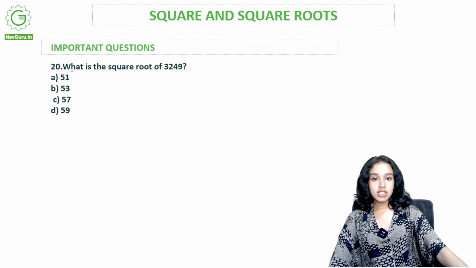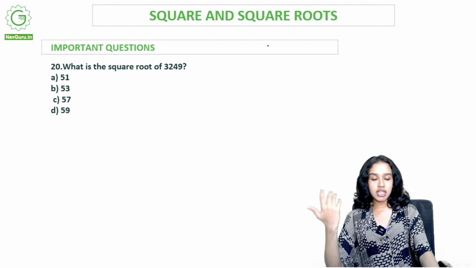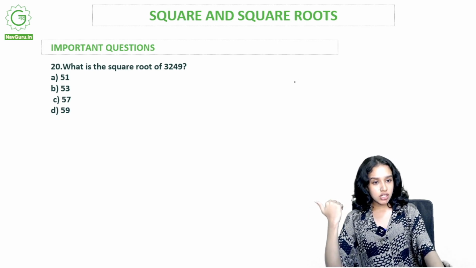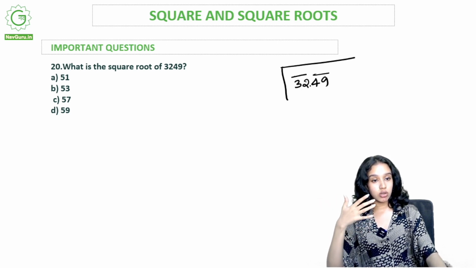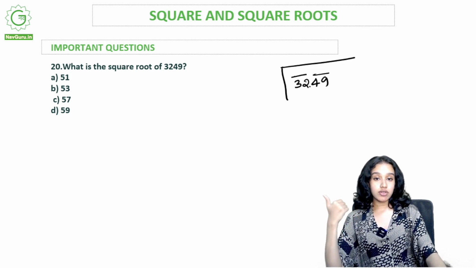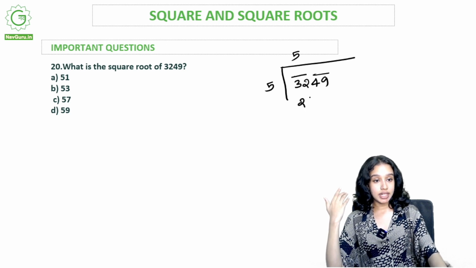So what is the square root of 3249? 3249 is comparatively a larger number, so we take it using the long division method. So let's read. We have 49 and 32. Which is the closest square to 32, equal to 32 or less than 32? So we have 4 square is 16, 5 square is 25 and 6 square is 36. So let's take 5. So 5 square is 25.